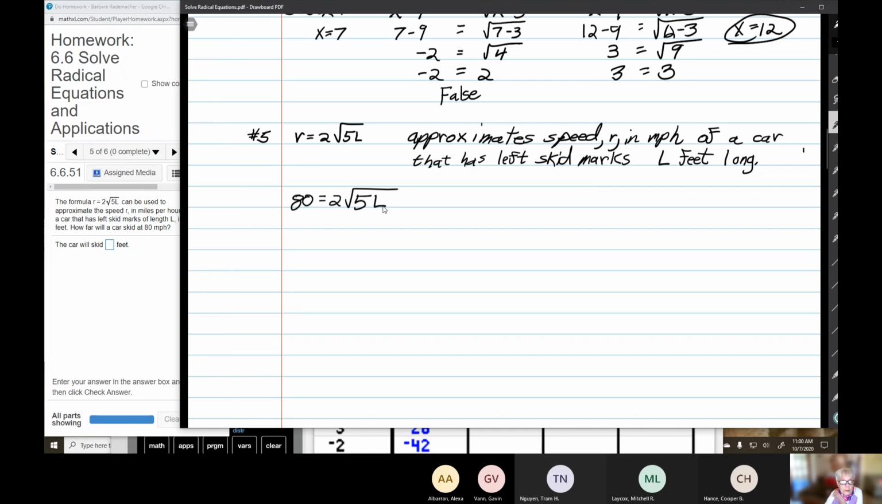Okay, the first thing you do is see this number outside the radical. This is 2 times the square root of 5L. You want to divide both sides by 2 to get rid of that 2. You don't need it, it just complicates the story. So the 2's cancel over here, leaving you with the square root of 5L. Over here, you get 40. 80 divided by 2 is 40.